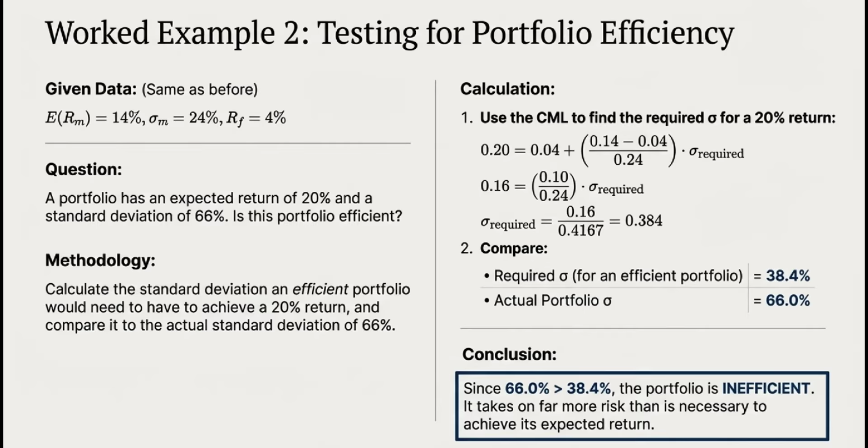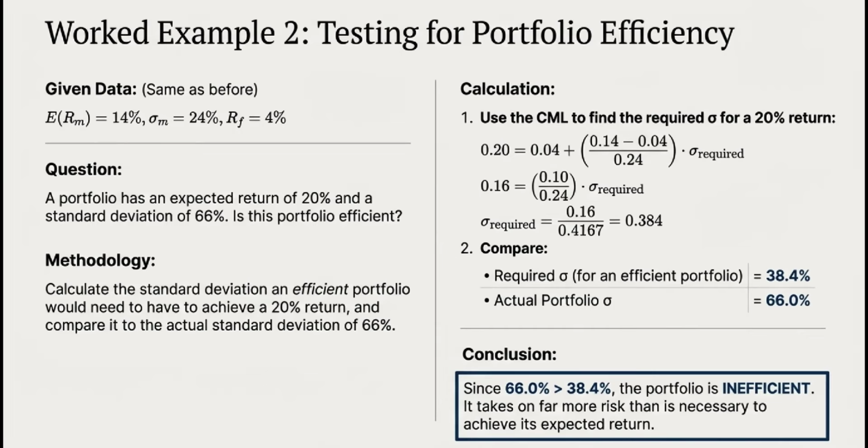So we plug the 20% return back into the equation and solve for the risk it should have. Exactly. So 0.20 equals 0.04 plus our slope times what we'll call sigma p required. Okay. Isolate the excess return again. That's 0.16. So 0.16 equals the slope 0.10 over 0.24 times sigma p required. And we solve for that required risk. Sigma p required equals 0.16 times 0.24 divided by 0.10. The result is 0.384, 38.4%.